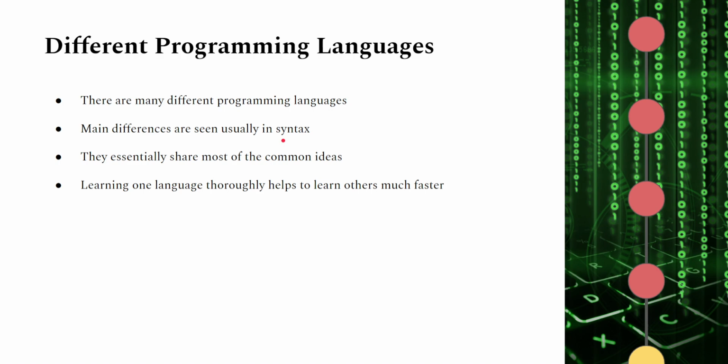One says you must provide a semicolon at the end, one says nah, the semicolon is not required. One says you must specify the data type before declaration. Some say you can just say it's a variable, we will detect it automatically. This type of syntactical difference is present between different languages. Hence, learning one language thoroughly helps to learn others much faster. If you learn one language very thoroughly, the other languages will be learned in much smaller succession.